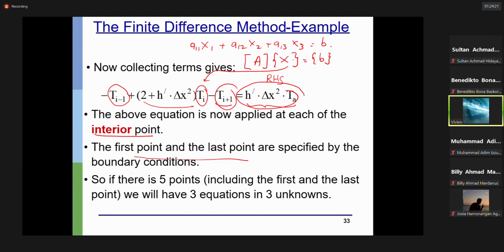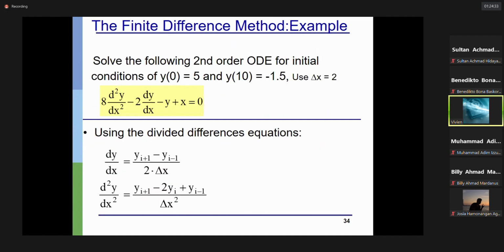So that will be a total of 5 points. If there is a total of 5 points, it means that we have 3 interior points, or 3 unknowns. It means that we have 3 equations as well: 3 equations to solve 3 unknowns.